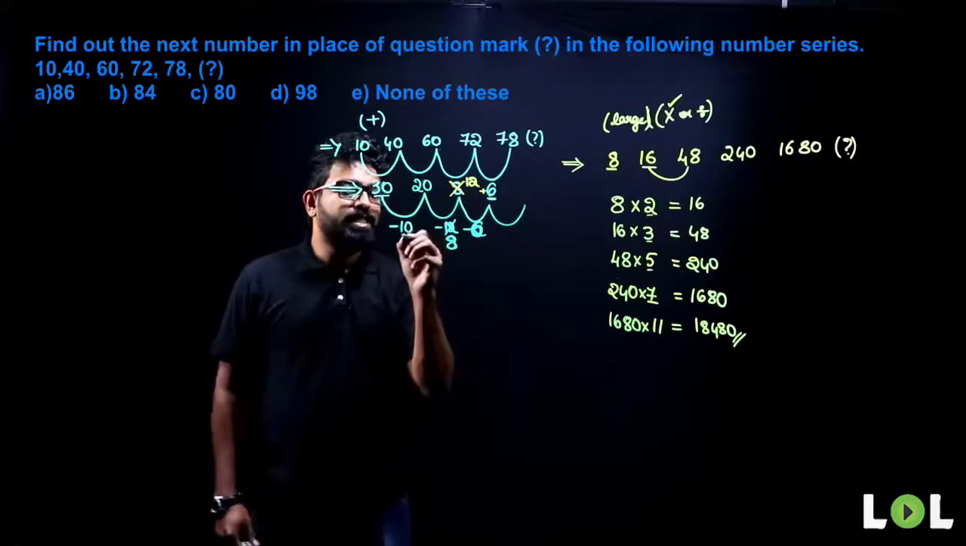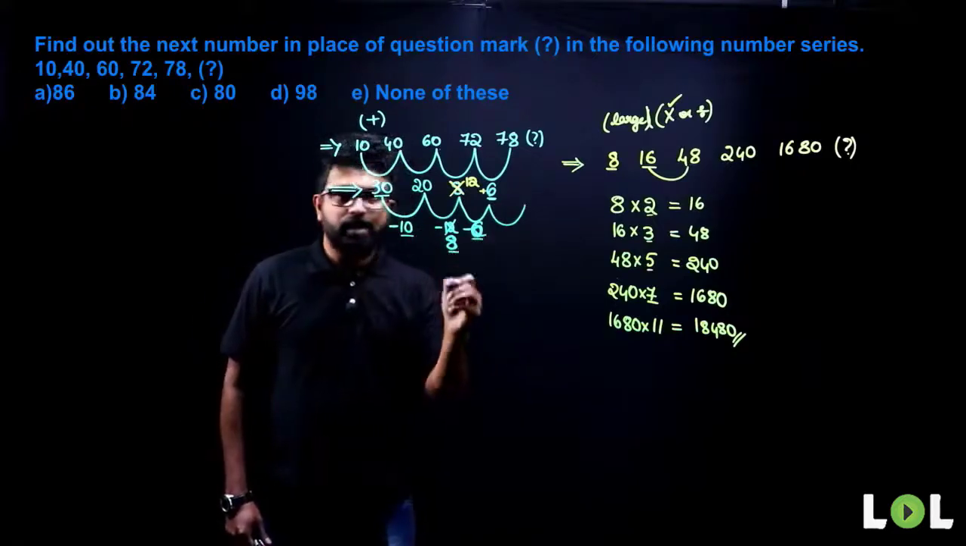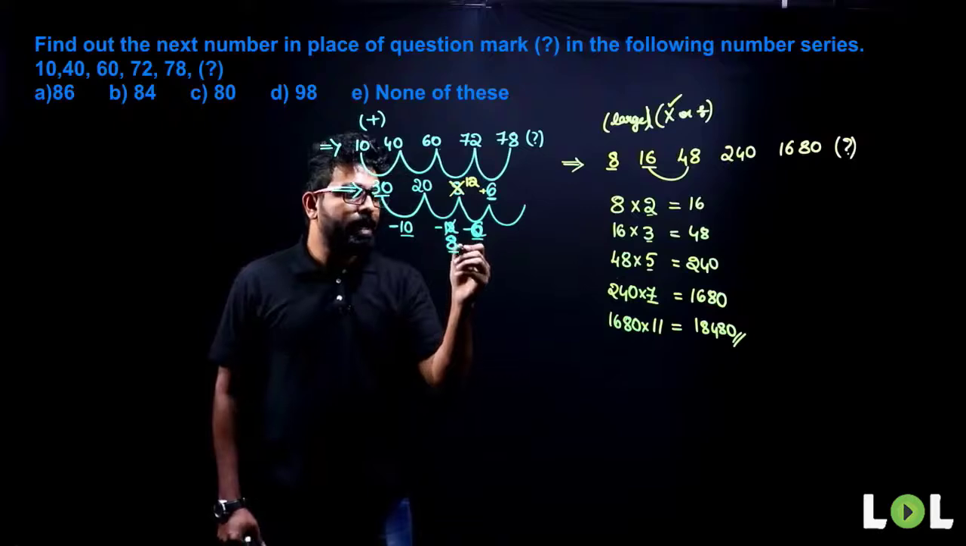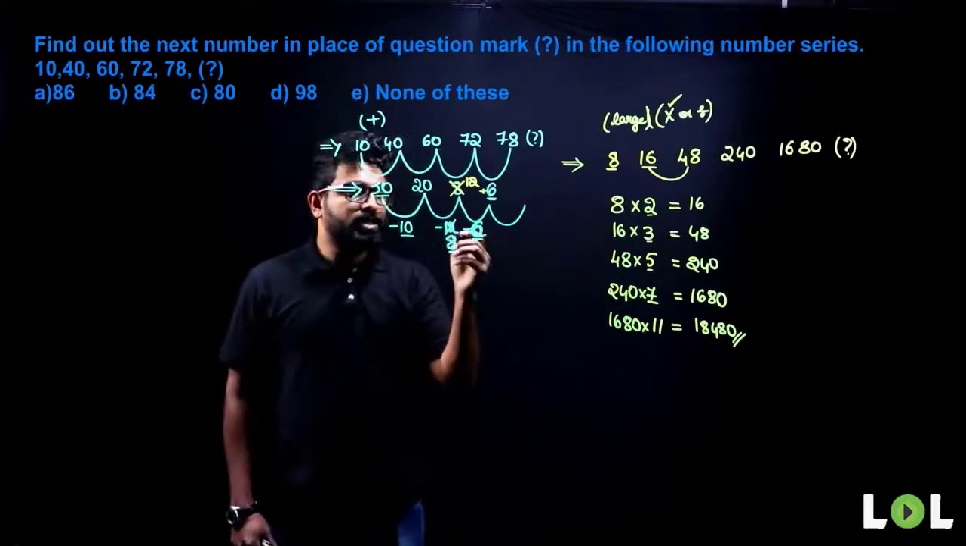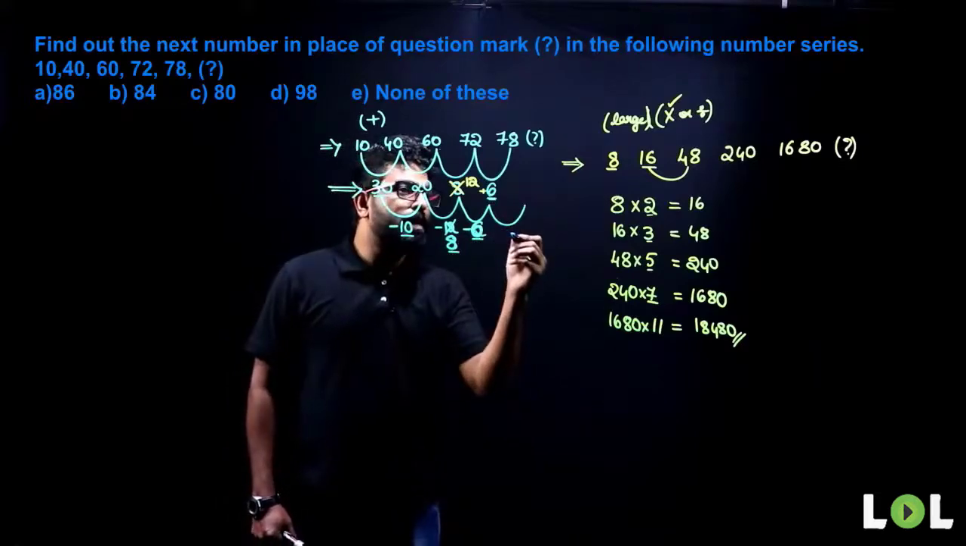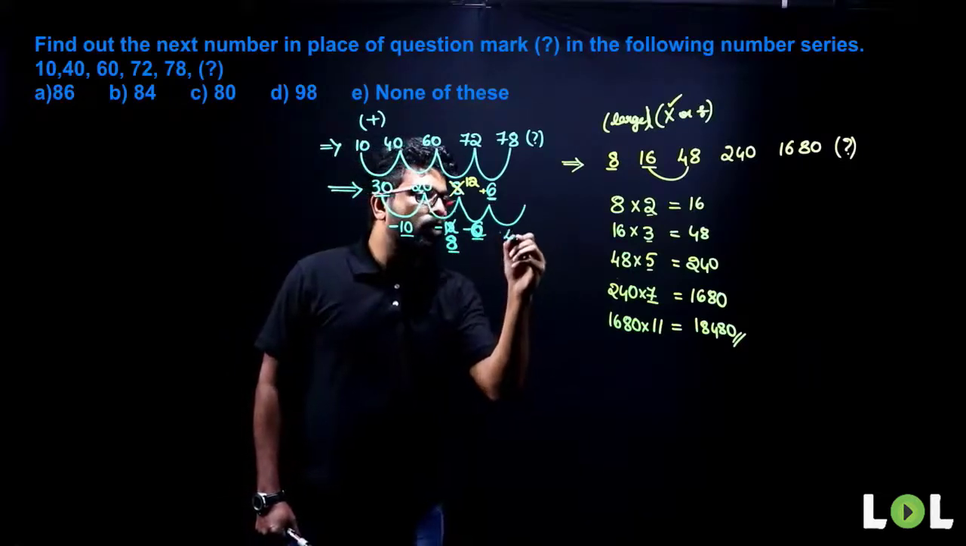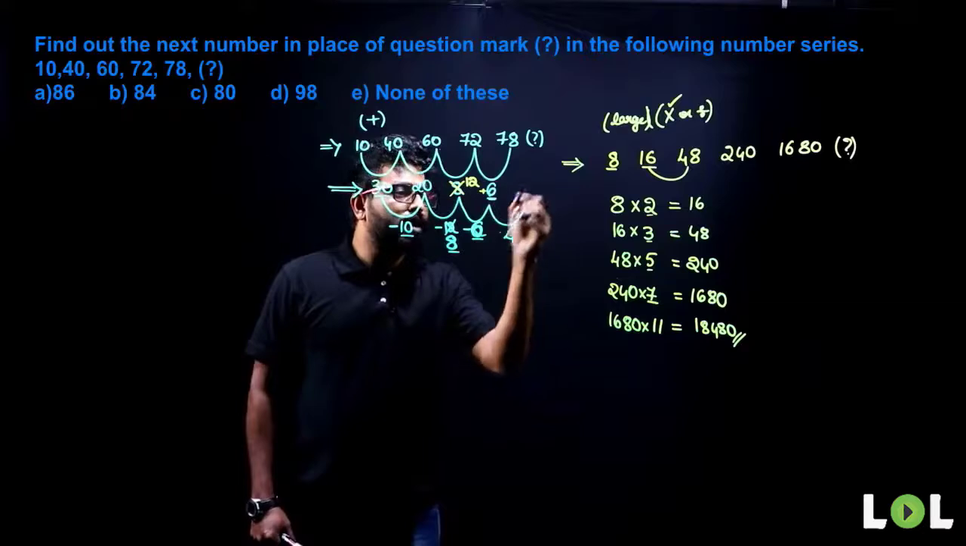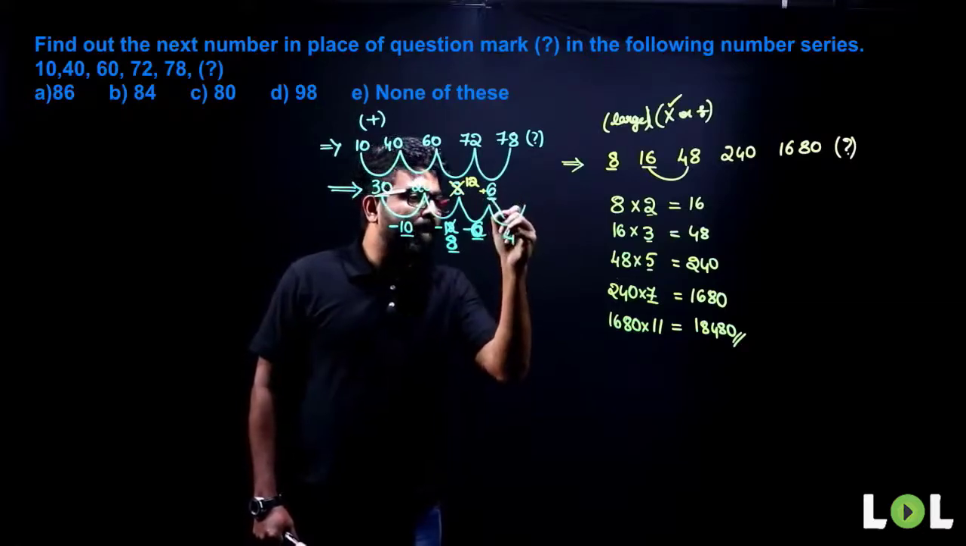What do I get? See this. 10, 8 and 6. These are nothing but consecutive even numbers which are decreasing. So what will be my next even number here? Next even number will be 4. So how do I go from 6 to 4? I need to subtract.